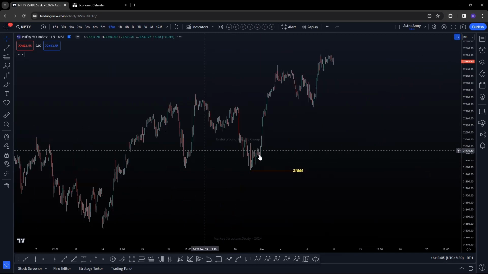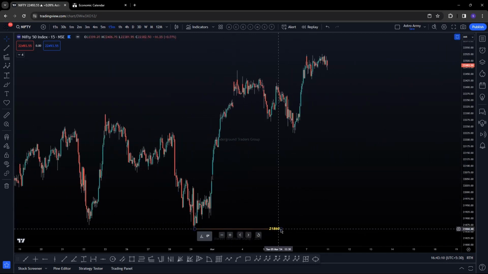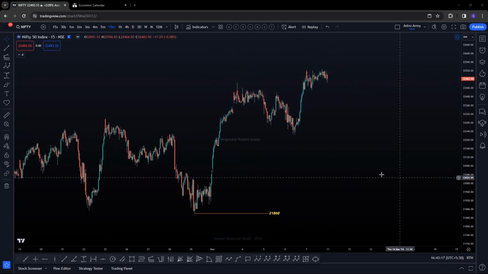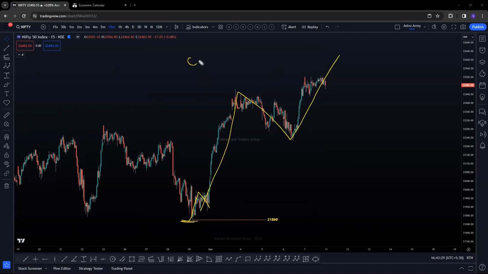Now in your 15-minute time frame, from the 21,860 level, it is very clear that for us this is an impulsive structure. This can be your wave 1, wave 2, wave 3, wave 4, wave 5, or this can be 3.4 and 3.5.